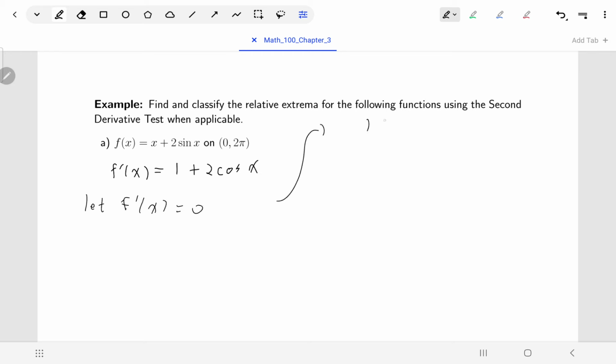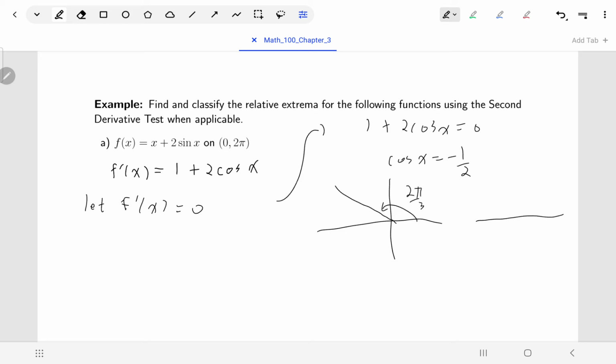So 1 plus 2 cos x is 0, or in other words, cosine of x is negative a half. And we know that there's going to be two places where cosine is negative a half. One of them is in quadrant 2. That's at 2 pi over 3. And then the other one is in quadrant 3. And that's 4 pi over 3. So those are our two critical numbers.